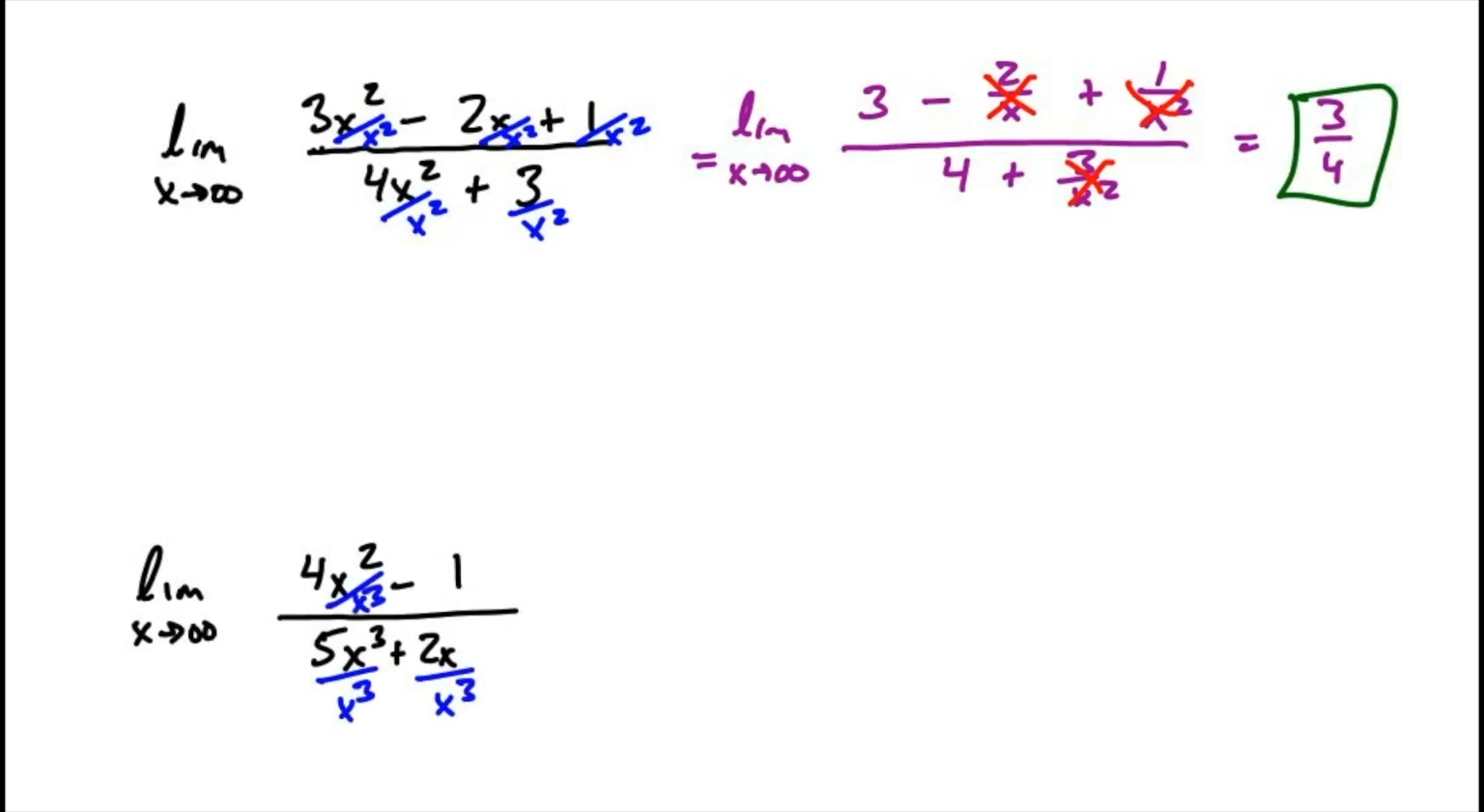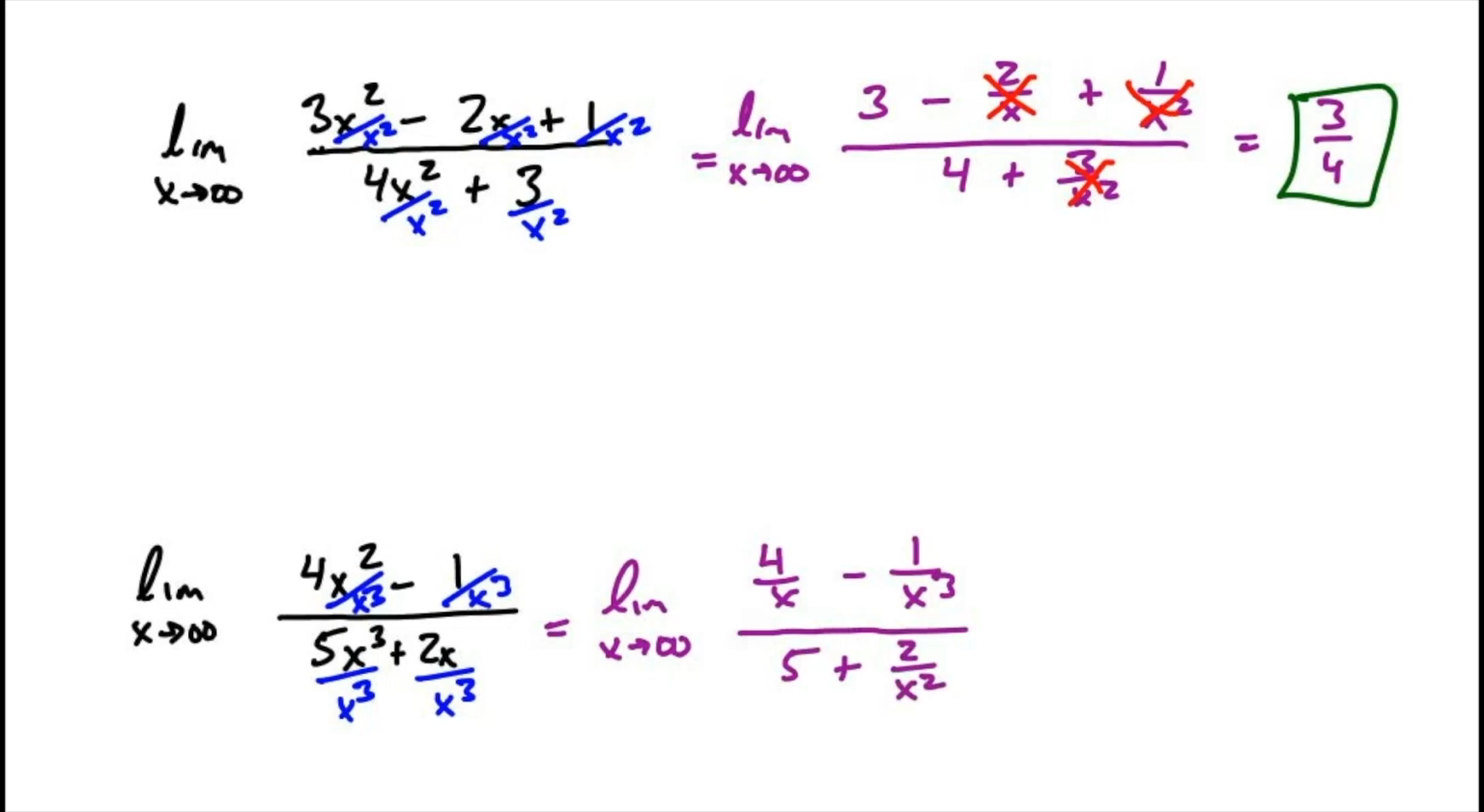All right, we can see down here the largest power is 3. So we'll divide every term in this whole expression by x cubed. Clean this up. And then we'll cancel out some pieces and parts. We'll have the limit as x approaches infinity of, and this time it'll be just 4 over x minus 1 over x cubed, all divided by 5 plus 2 over x squared.